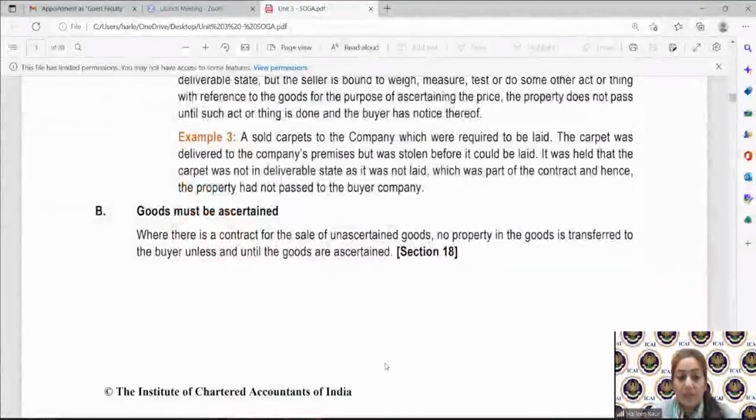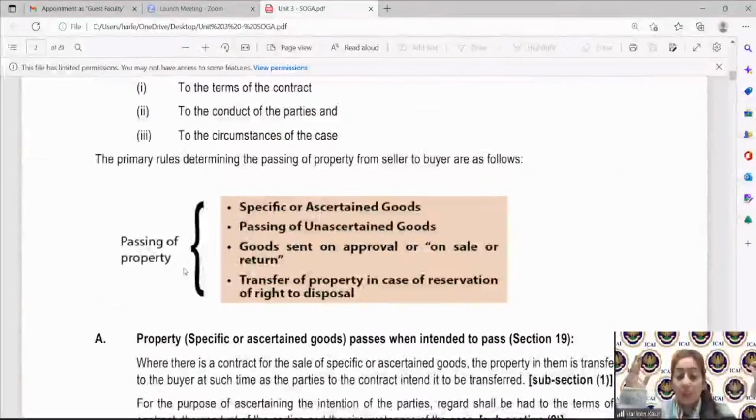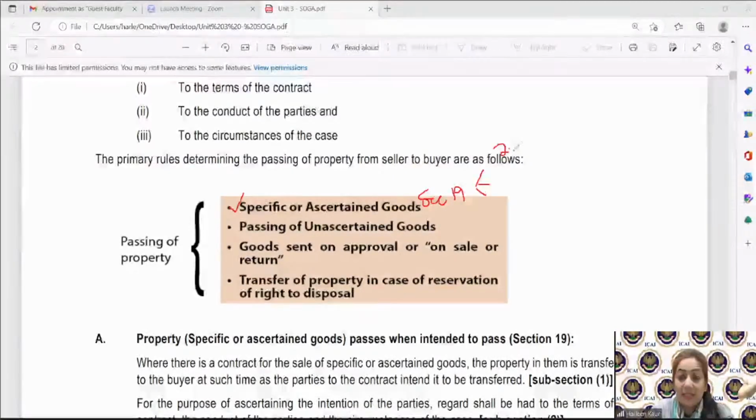The goods must be ascertained whenever there is a contract for the sale of unascertained goods. Now, children, point B is talking about the second category. So first of all, you should be very clear what is the category we are talking about. Till the time you keep thinking, ma'am, where was the answer to this question, where is this topic, till that time you stay confused. So section 19, specific and ascertained goods: we discussed section 19 subsections 1 and 2, the identification of goods and the intention of parties. Further, the three categories of how the goods are put in a deliverable state: section 20, section 21, and section 22. So this was category A, that is specific and ascertained goods.